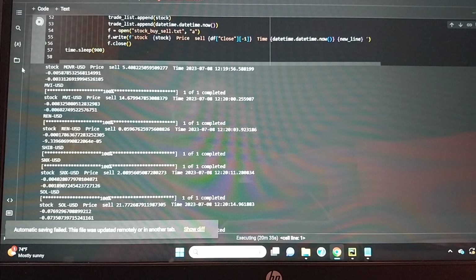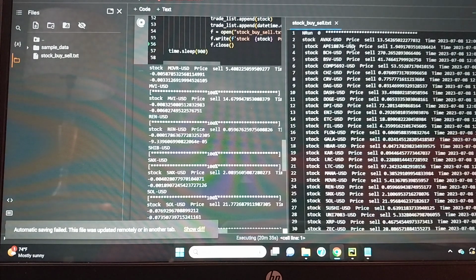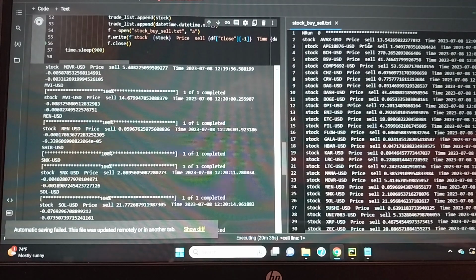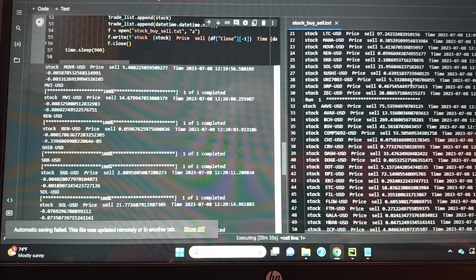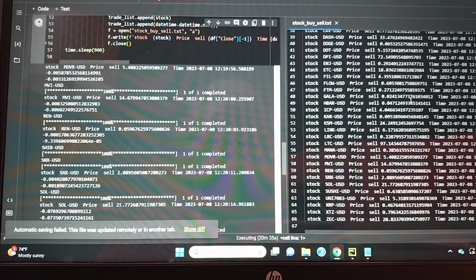Anyways, I'm saving them over here to this buy-sell list so I can look back in the past. So this is run 0, everything is selling. And this is run 1, obviously everything is selling. But that's not always the case.